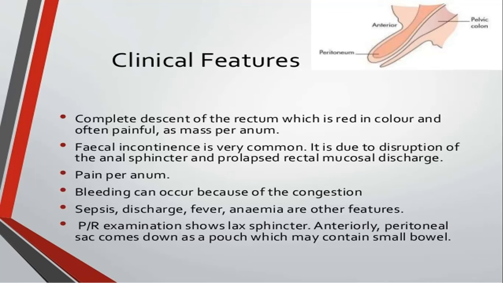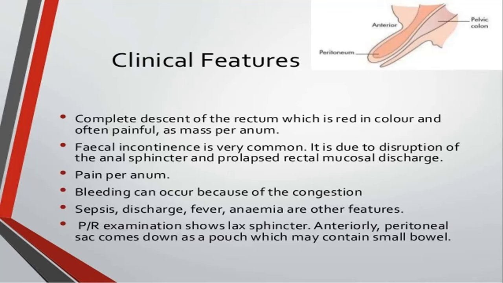Clinical features are there. The complete descent of the rectum is basically red in color, and the partial one is pink in color, often painful, with a mass per anum. Fecal incontinence is very common. It is due to the disruption of the anal sphincter and prolapsed rectal mucosa discharge. Pain per anum, bleeding can occur because of congestion, sepsis, discharge, fever, anemia are the other features.